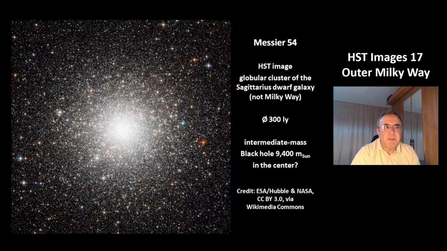This is Messier 54. It's an image from the Hubble Space Telescope. Scientists thought that this globular cluster was a part of the Milky Way Galaxy, but that's not true. It is part of the Sagittarius dwarf galaxy. Its size is 300 light years. And it could be that this globular cluster contains an intermediate mass black hole with a mass of about 9,400 solar masses in the center.